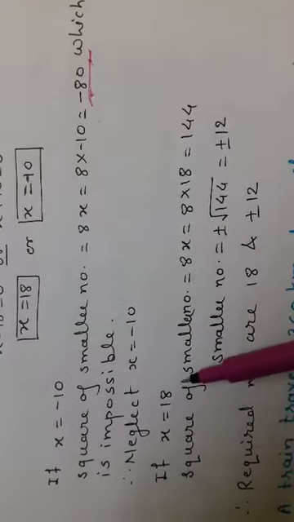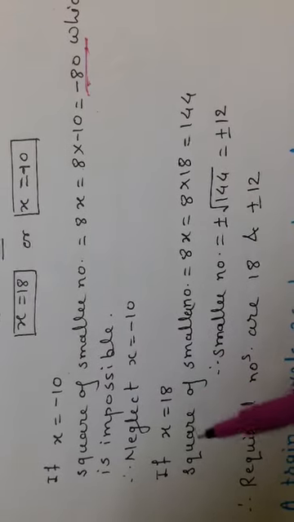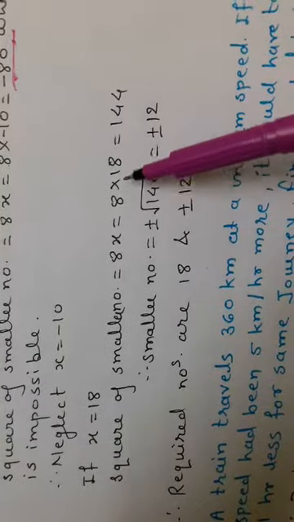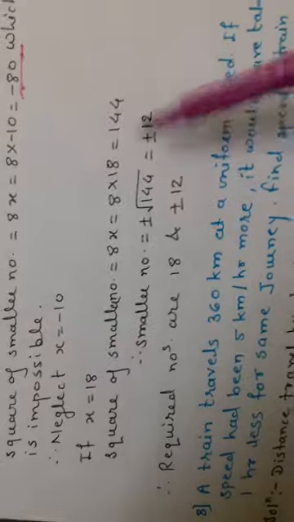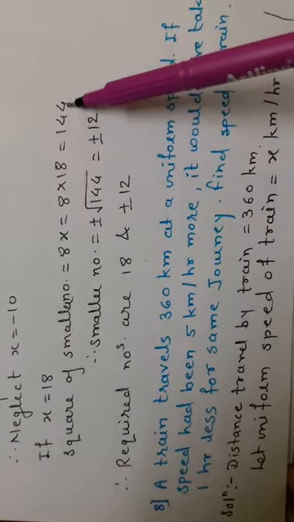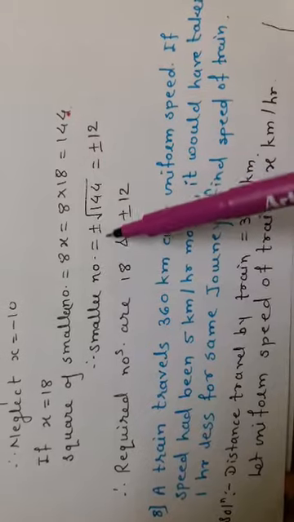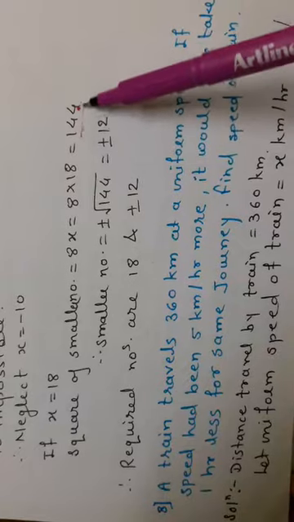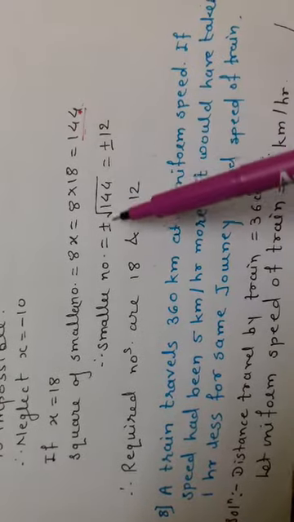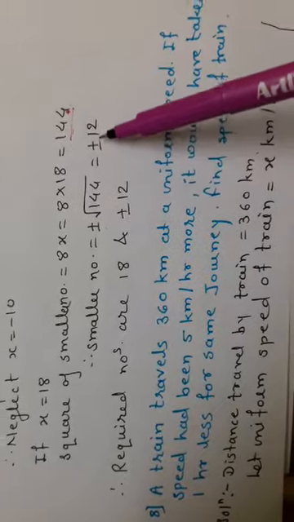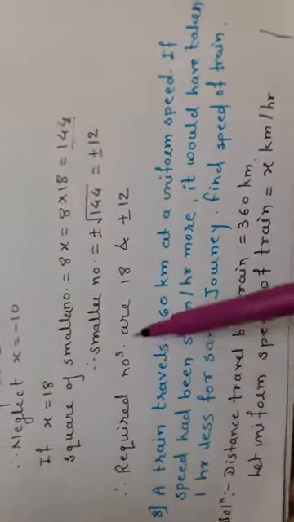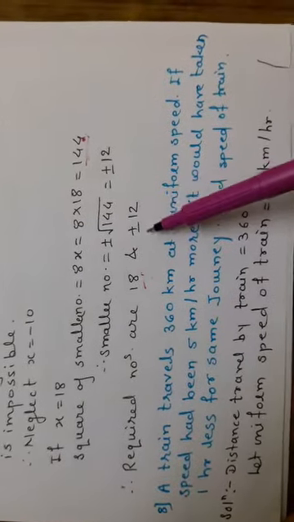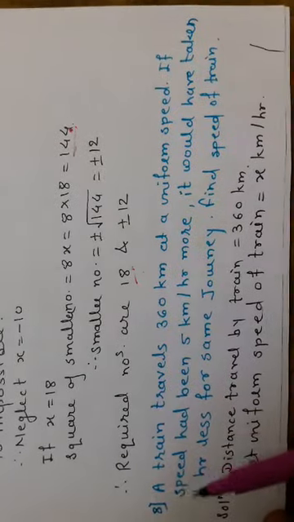Next is x is equal to 18. So the larger number will be 18. What about the smaller number? The square of the smaller number is 8x, which is equal to 8 into 18, that means 144, and this is the square of the smaller number. So the smaller number is equal to plus minus the square root of 144, which is plus minus 12. So the required numbers are 18, the larger number, and the smaller number can be plus 12 or minus 12.